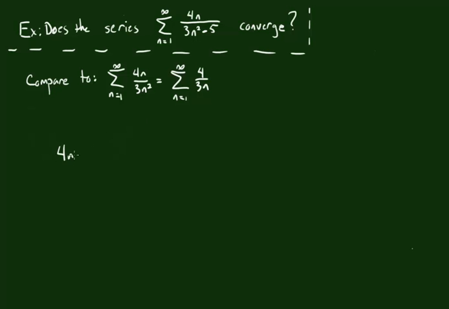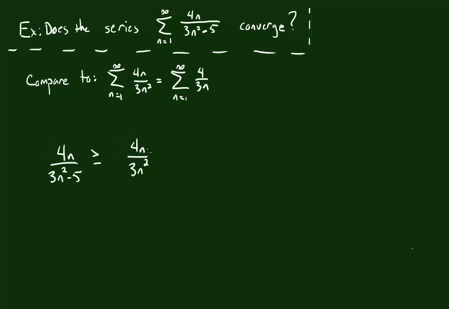So let's go ahead and take a look at the series that we have. It's 4n over 3n squared minus 5. The other series that we're working with is going to be 4n over 3n squared. Now we ask ourselves, how do these two series compare? Well, the denominator of the left-hand series is going to be smaller because you're subtracting 5 from it. And because it has a smaller denominator, it's going to be a larger fraction.